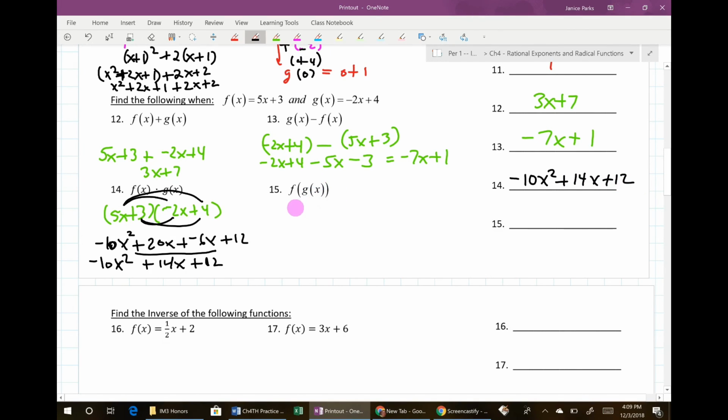F of g of x is going to be f of negative 2x plus 4, which means that in the f of x equation, in place of the x, we're going to replace that with negative 2x plus 4. So it's going to be 5 times negative 2x plus 4 plus 3, which is negative 10x plus 20 plus 3, which is negative 10x plus 23.